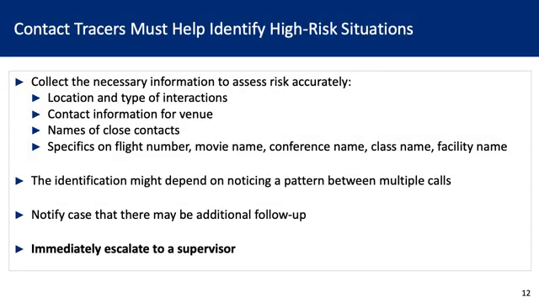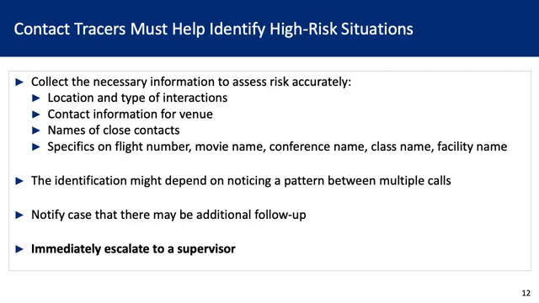It'll be really important for you to collect the necessary information to accurately assess this risk. So this will include making sure you know where people live and where they are, the type of interactions they have every day. If they're in one of these settings or have been in settings where they could have had contact with many people, you'll need the contact information for the venue. You'll need the name of that venue. Where is it located? You'll need details.